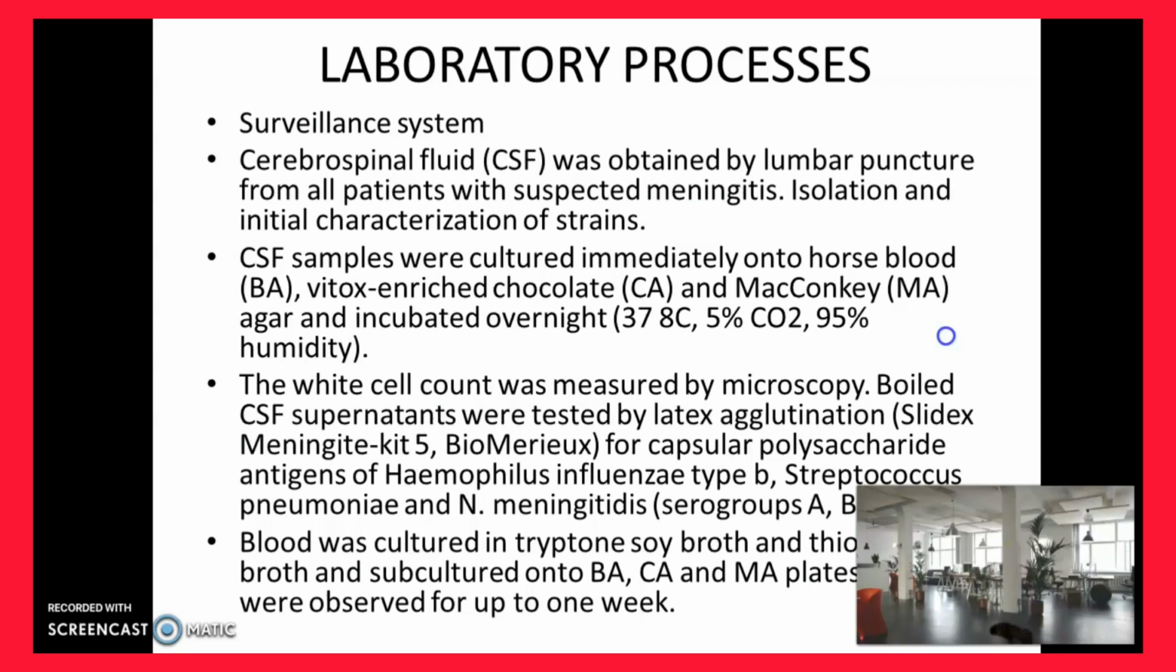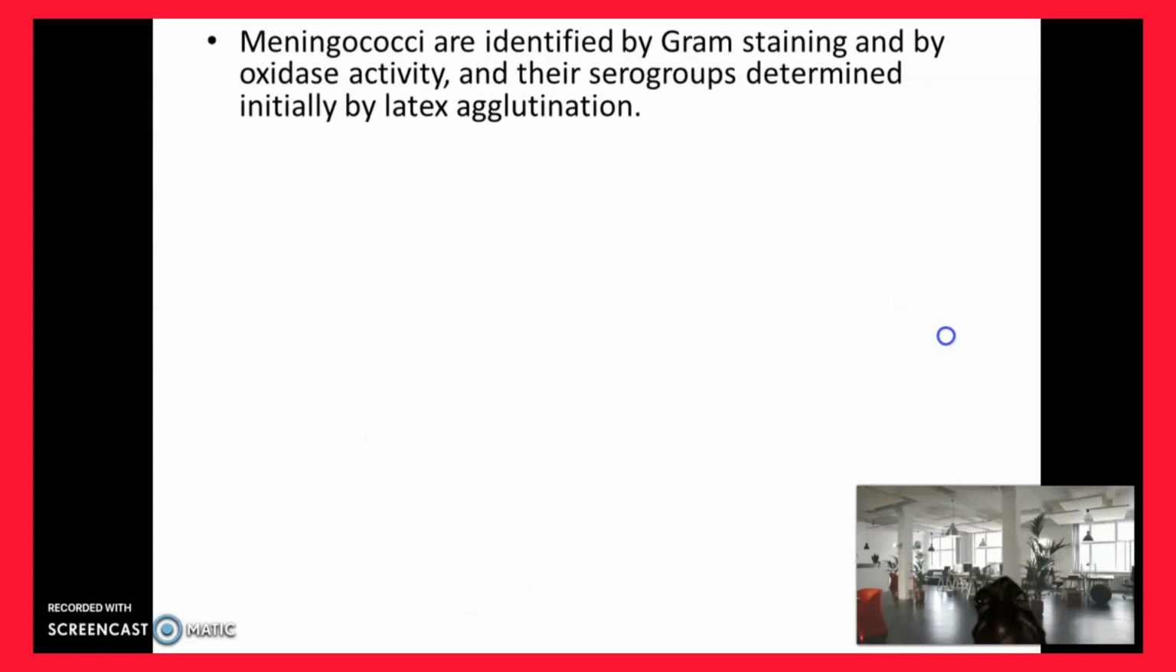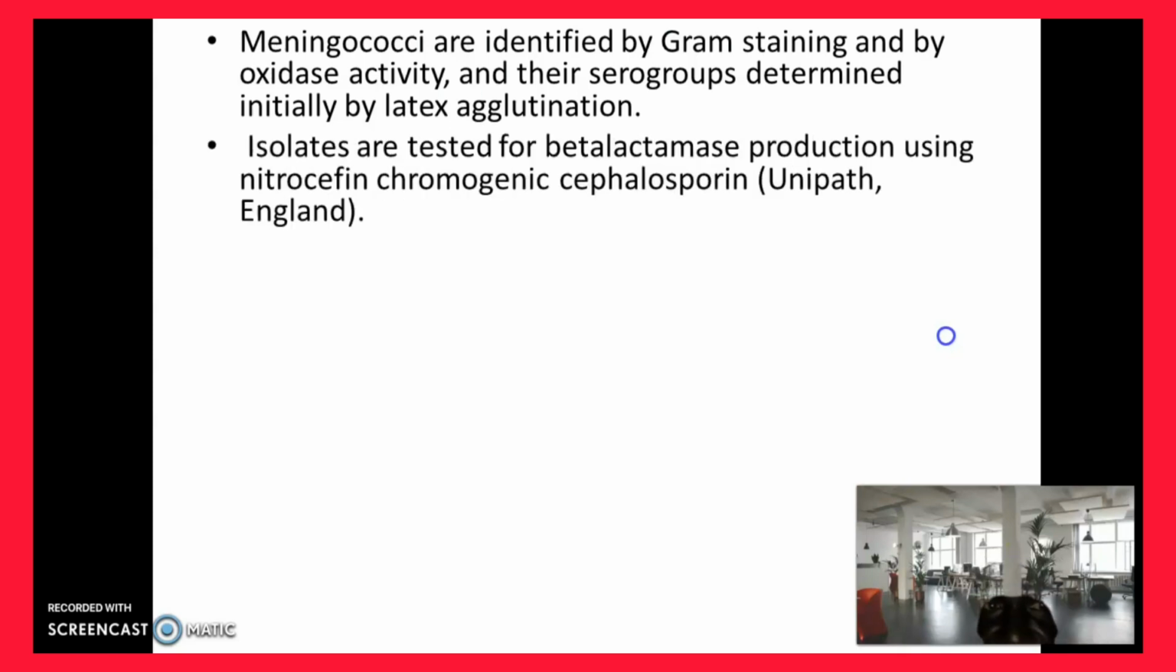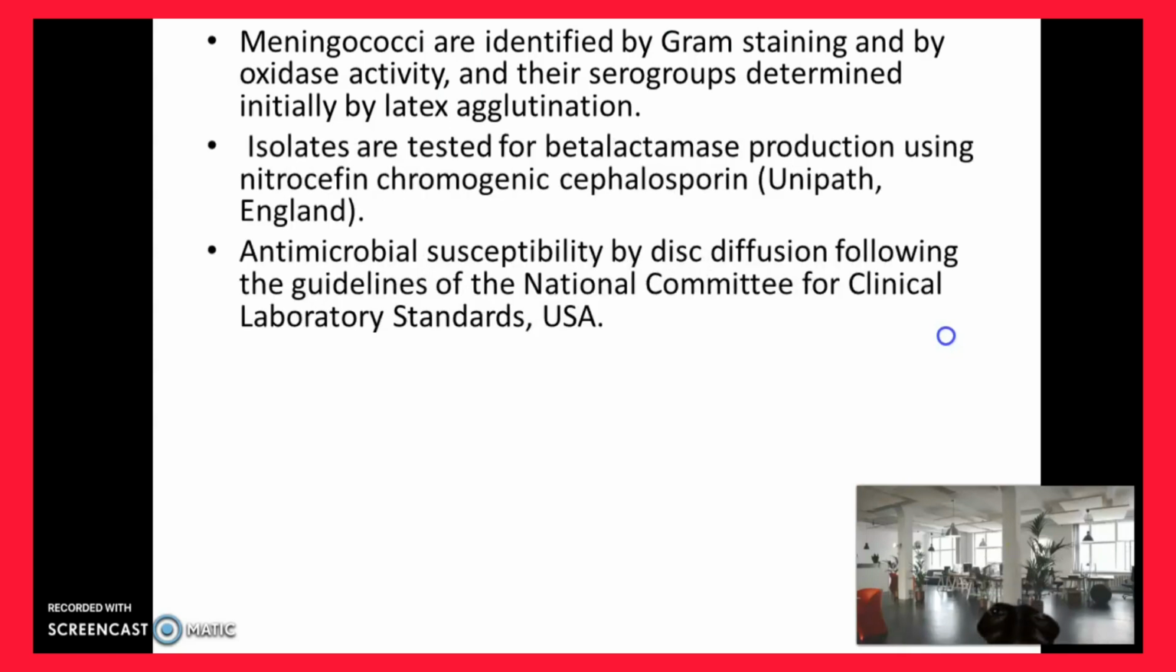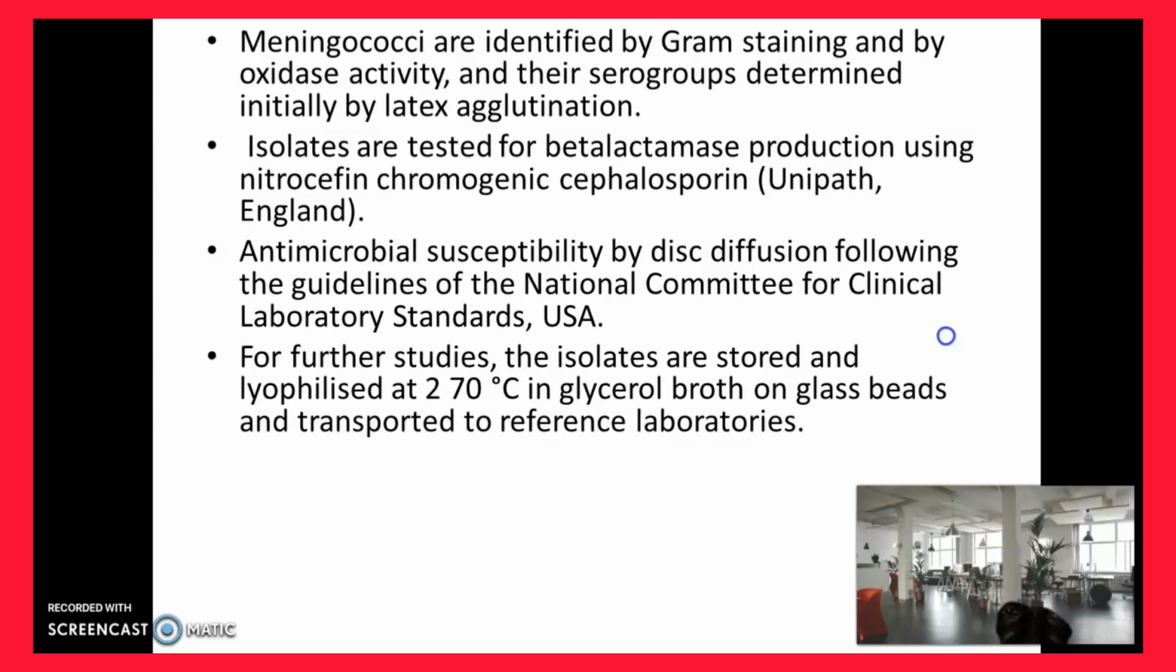When we talk of meningitis proper, it could be meningococcal, it could be streptococcal meningitis. Meningococci are identified by Gram staining and by oxidase tests. They are oxidase positive and they are serotyped, determined initially by latex grouping. Isolates are tested for beta-lactamase. Antimicrobial susceptibility testing is done because even strains may have a sensitivity pattern that is different from the general population, the general group, the genus itself. So for further studies, the isolates identified are transferred to a reference laboratory by either lyophilizing them or freeze drying in glycerol broth or glass beads and transported.